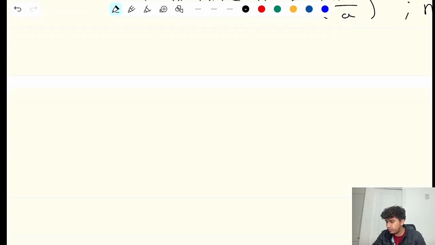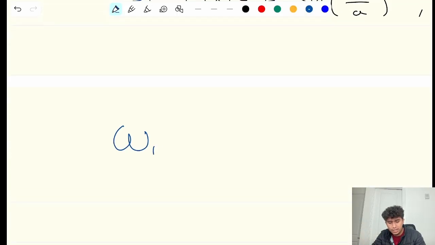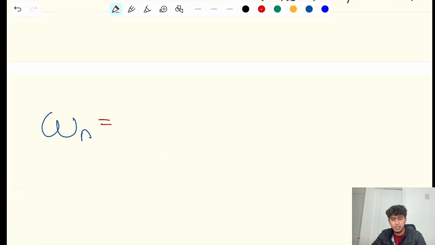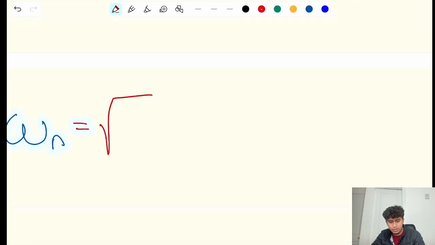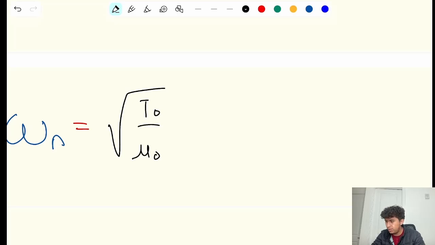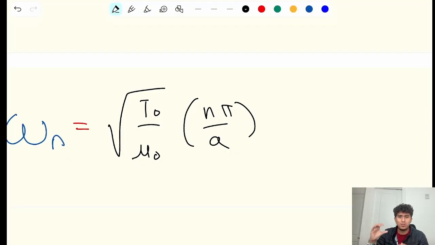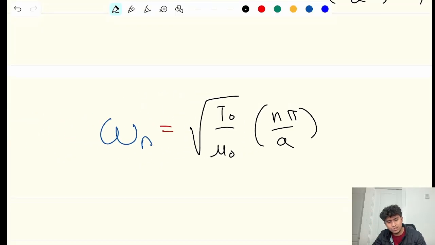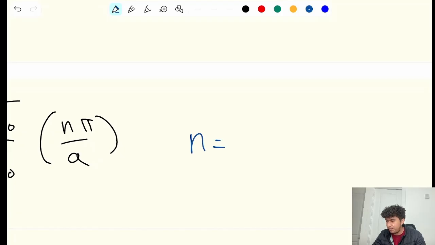And let's say we plug this back into the equation that we derived from the original equation. Then we can find that the allowed frequencies for our mode to oscillate are going to be square root of T naught over mu naught, times n pi over a. I might put this as a second exercise because I wanted the first to be calculus of variations so you can practice some calculus of variations. And yeah, that's cool.